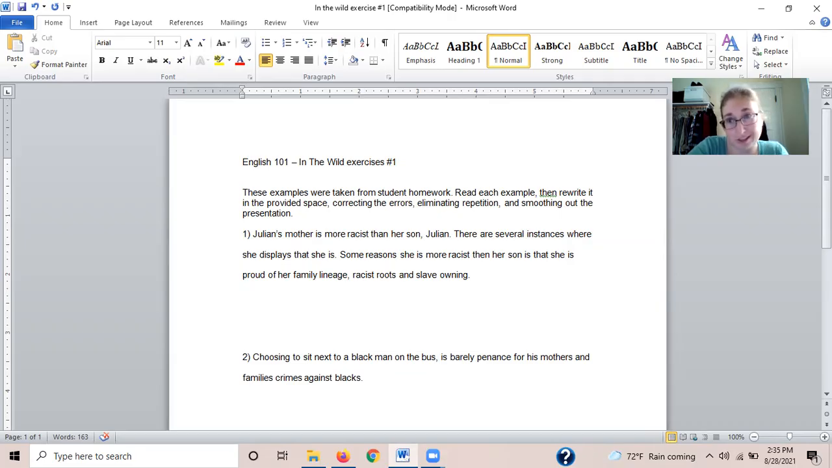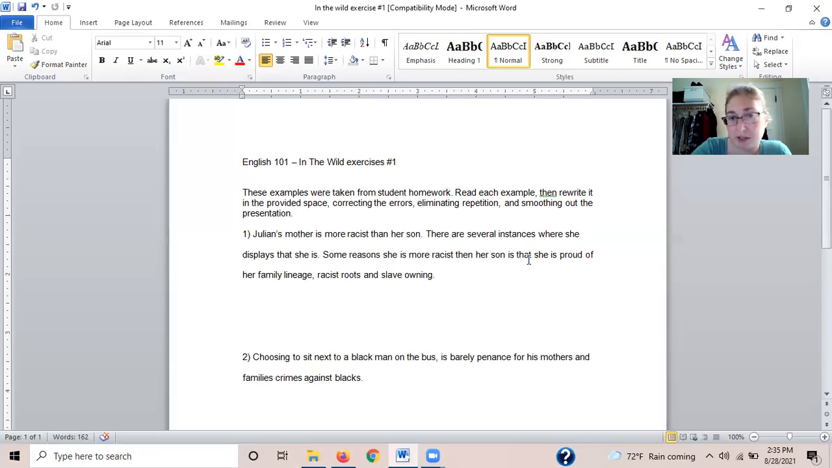Also, do I need both? Do I need to remind you that if I'm saying Julian's mother, I'm pretty sure we know the name of her son, which is Julian. So I'm going to cut this out because I never like saying something twice when I could just say it once. So we've simplified that a little. Julian's mother is more racist than her son.